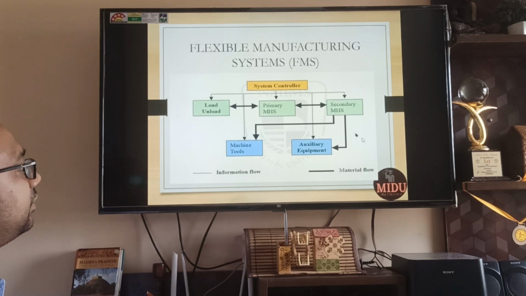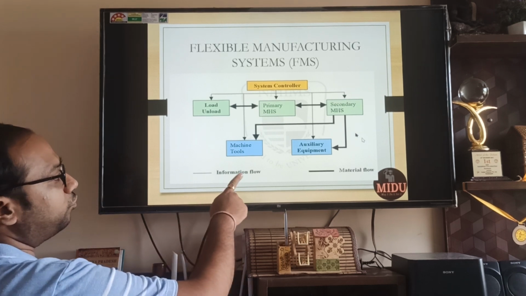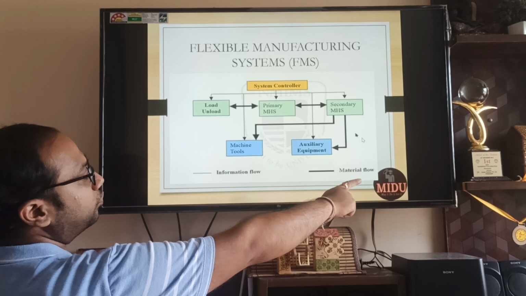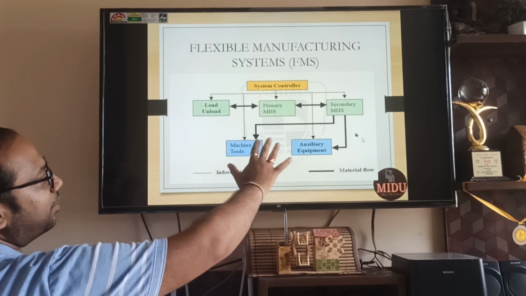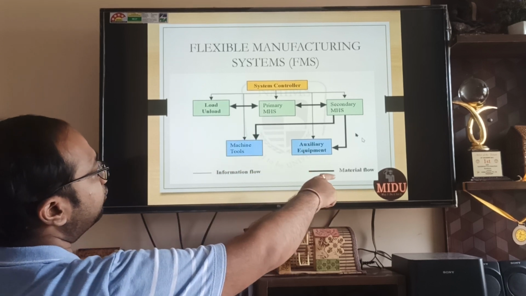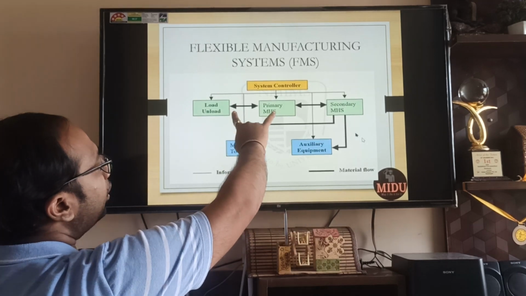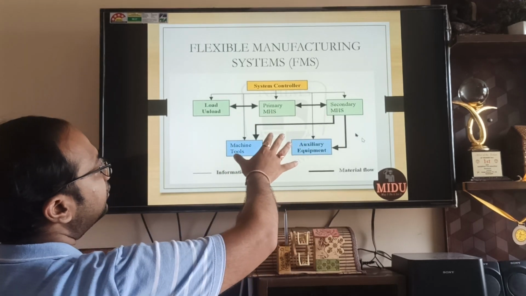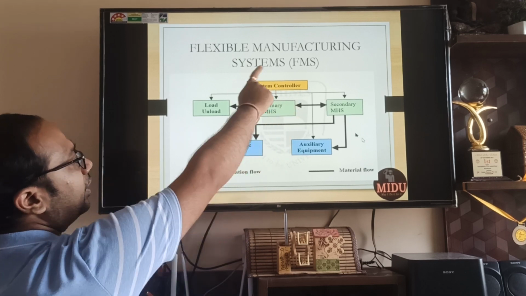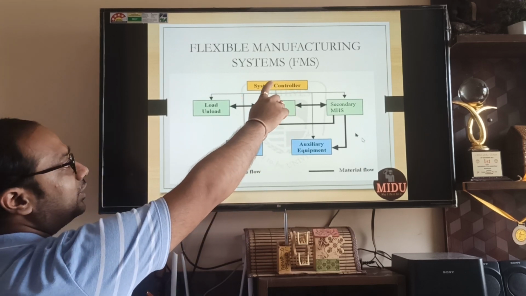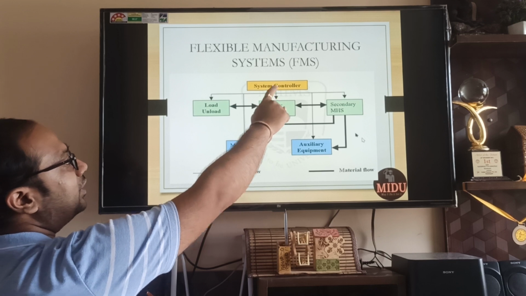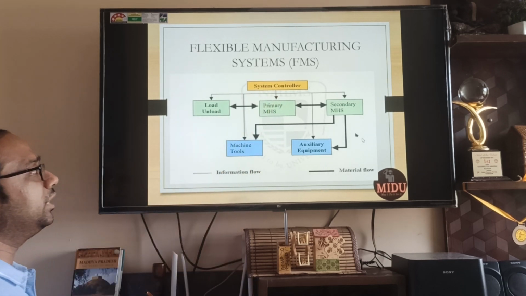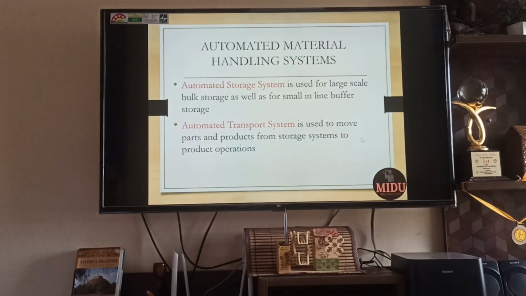Whenever we make such a diagram, a thin line is used for information flow and a thick line is used for material flow. So in this diagram, if we have to identify where material is flowing, it is flowing between load unload and primary MHS, primary and secondary, and this. Between the system controller, for example, the command giving unit, it is only information. There is no material flowing. This is one example of FMS.